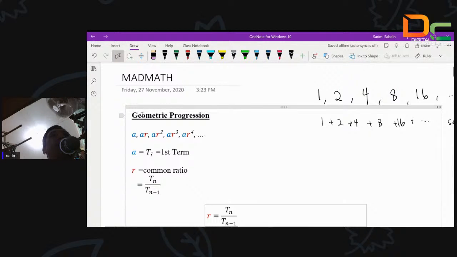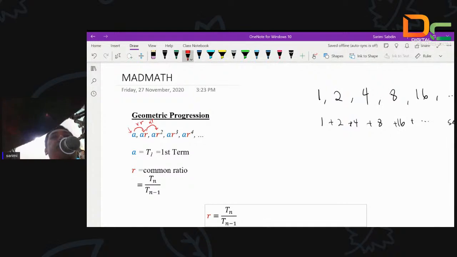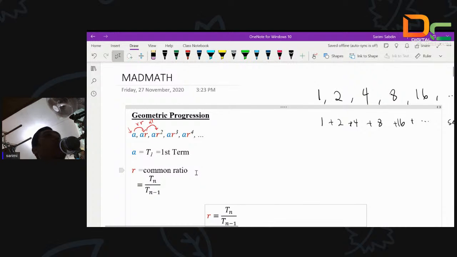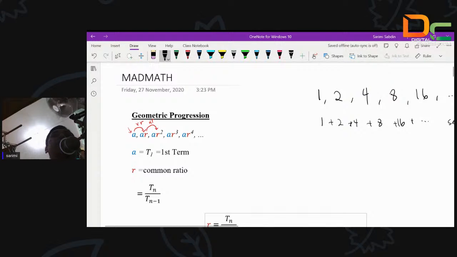Alright, so basically a geometric progression is when the first term to become the second term, we need to multiply by something. For example, A is the first term, so to become the second term, we need to multiply with R. And to get the third term, we need to multiply the second term with R. So R is what we call a common ratio. Why do we call it a common ratio? Because when we want to find the common ratio, we take the term that we pick and divide it with the previous term.